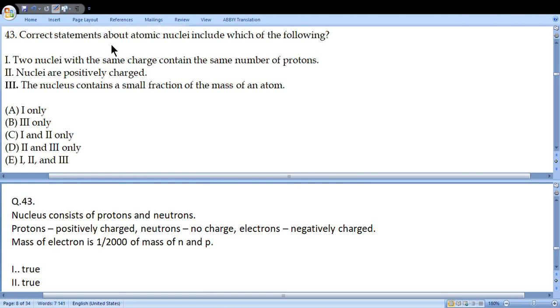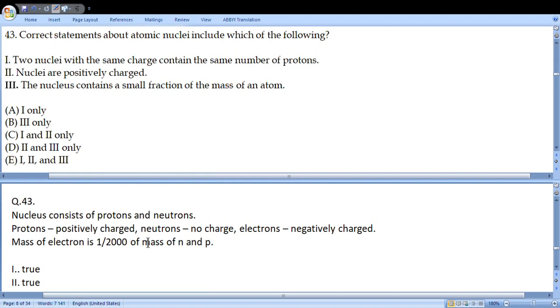Correct statements about atomic nuclei include which of the following? Two nuclei with the same charge contain the same number of protons, right? Nuclei are positively charged, right? The nuclei contain a small fraction of mass, wrong. So nuclei consist of protons and neutrons.